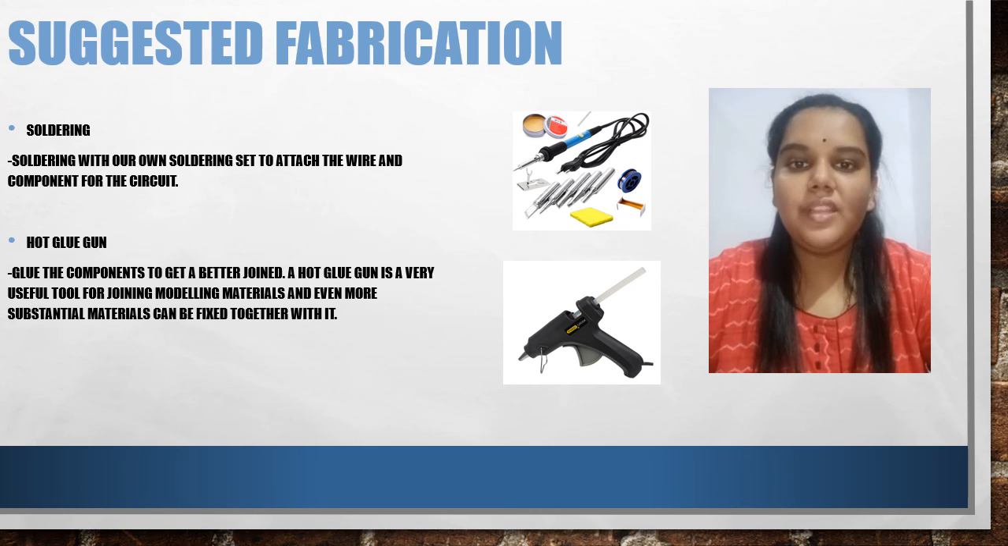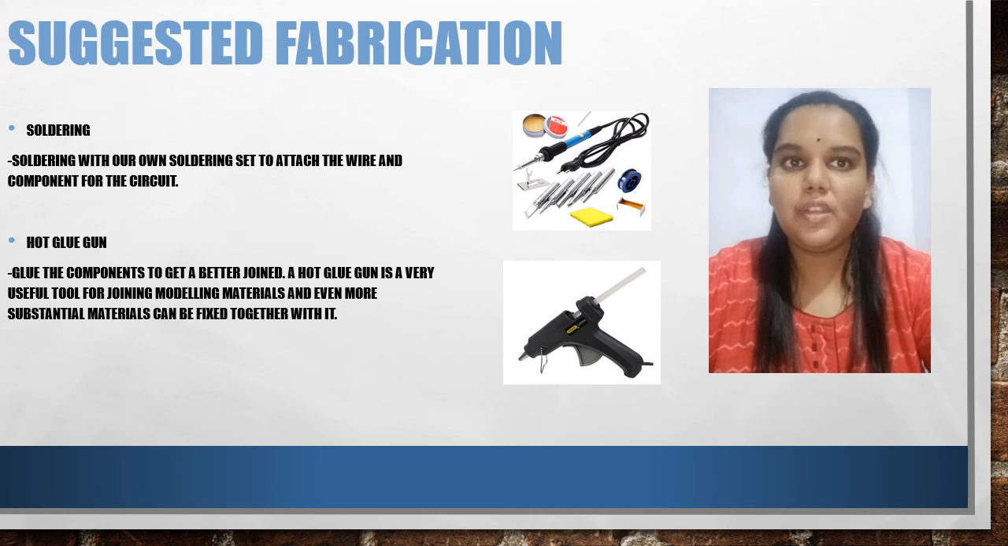The second one is hot glue gun. The contribution of the hot glue gun to our project is to glue the components we used in the compact grass cutter machine with a better joint. A hot glue gun is a very useful tool for joining modeling materials, and even more substantial materials can be fixed together with it.